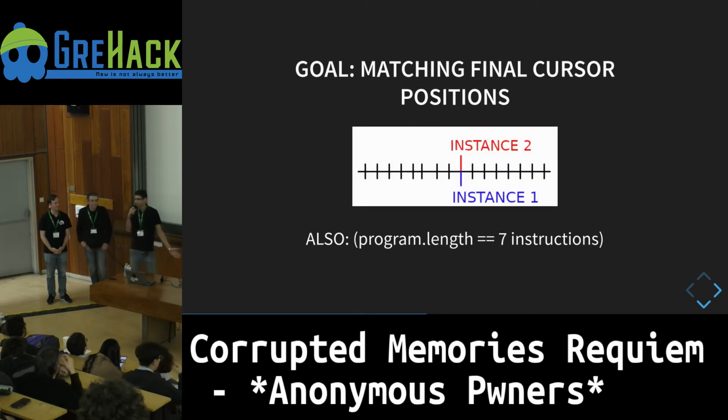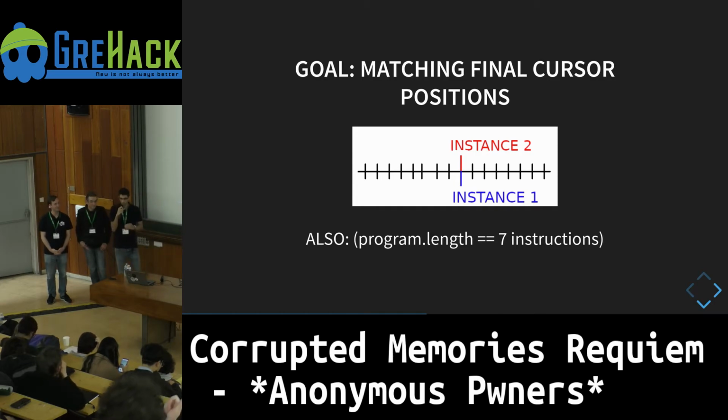Our goal is to find some programs that will cause both instances to end up on the same cursor position. We also have a constraint, which is that our program, which is the user input, must be exactly 7 instructions long. This is hard-coded, hard-checked in the program.